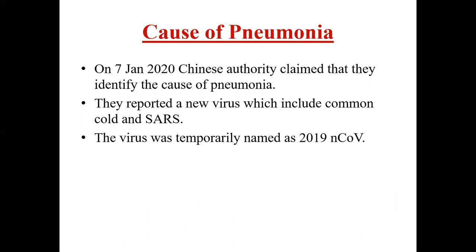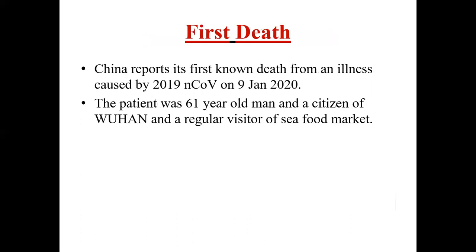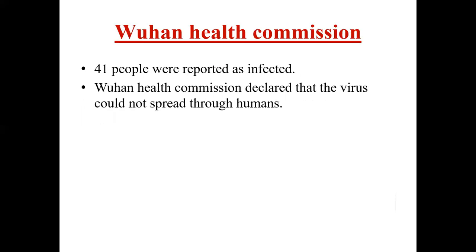A new virus was discovered with common symptoms of cold and severe acute respiratory syndrome. So the virus was temporarily named 2019 novel coronavirus. China reported its first death from the illness caused by 2019 novel coronavirus in January 2020. It was an old man of age 61 who was a common visitor of the seafood market located in Wuhan, China.